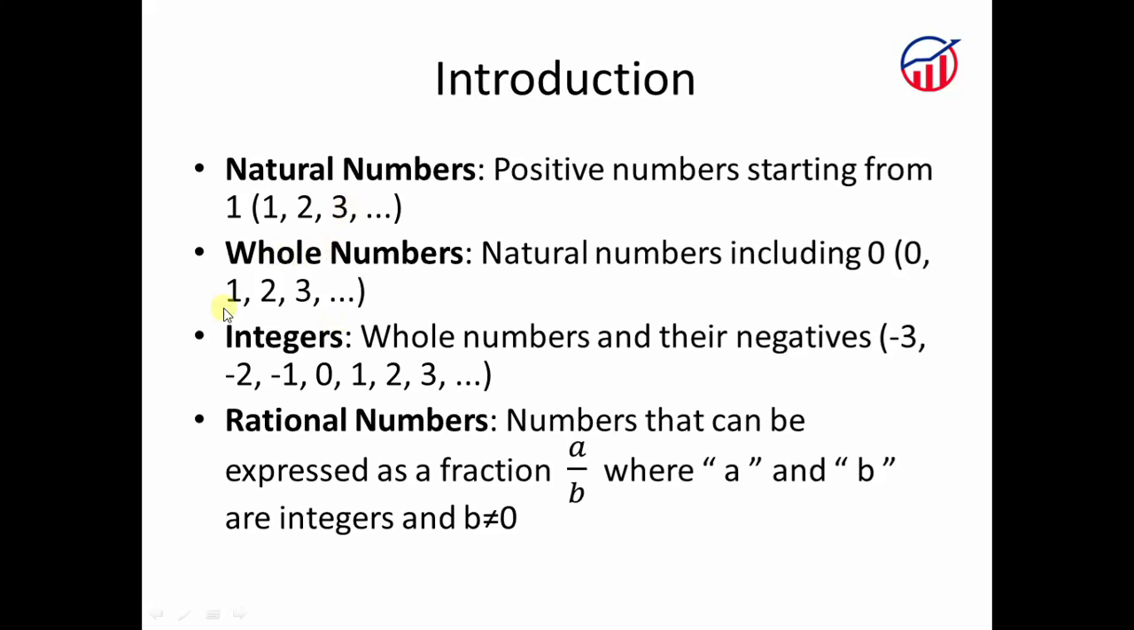Then whole numbers include all the natural numbers, but additionally a zero is there. Integers are a set of all whole numbers, but it can have negative numbers also. And rational numbers are numbers which include integers, whole numbers, natural numbers, and they can be expressed in the form a upon b, where b is not zero. So let's move ahead and understand the properties of whole numbers first.